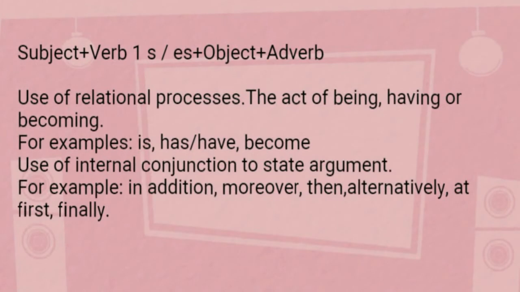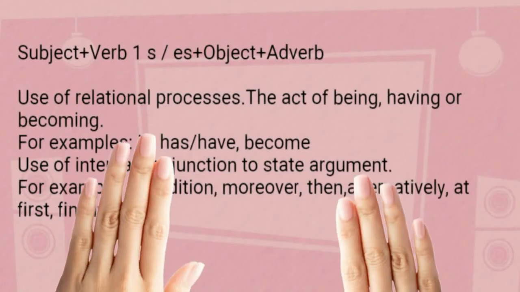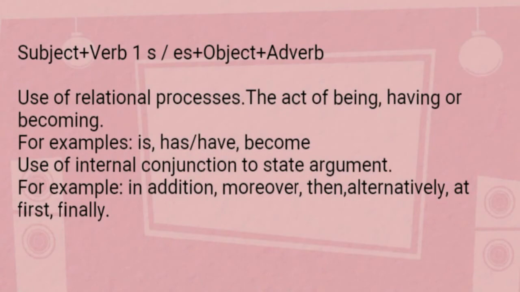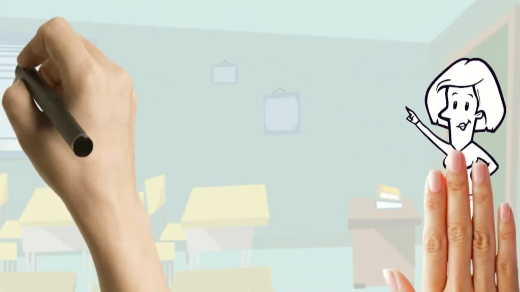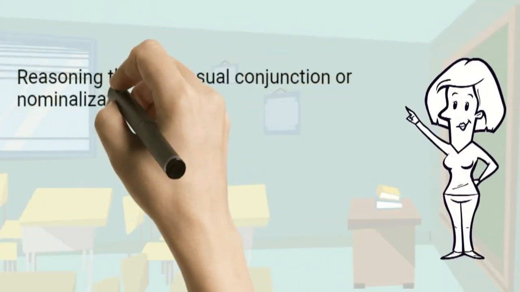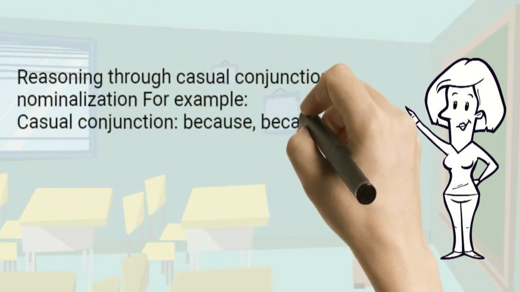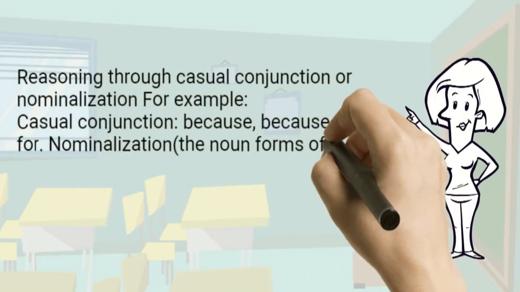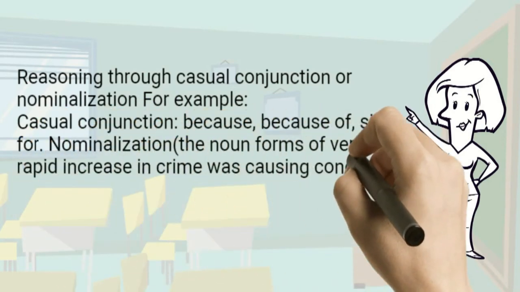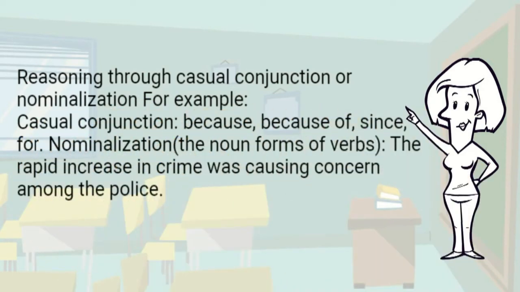Use of internal conjunction to state argument. For example, in addition, moreover, then, alternatively, at first, finally. Reasoning through causal conjunction or nominalization. For example, causal conjunction: because of, since, for. Nominalization. The noun forms of verbs. The rapid increase in crime was causing concern among the police.